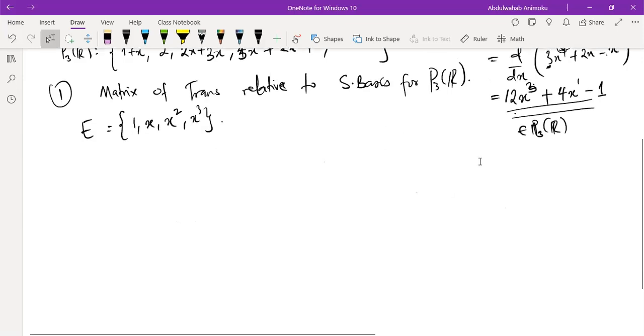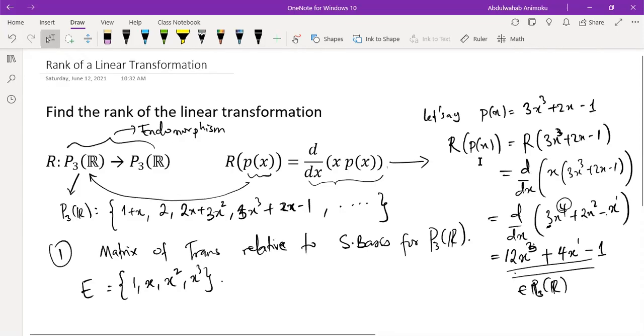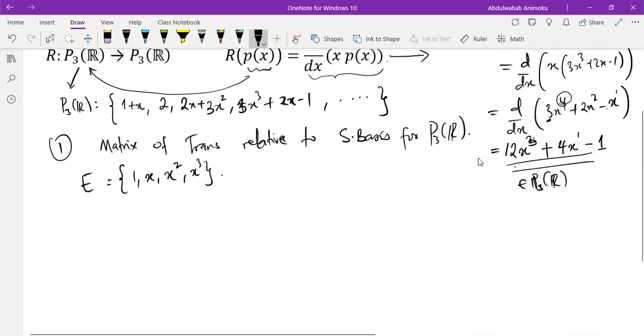So the first step in the process is we need to find R of each of these vectors. This idea we've mentioned in the previous video. Please, if you have not watched those videos, the link will be in the description. Make sure you go ahead and watch those 2 videos first.